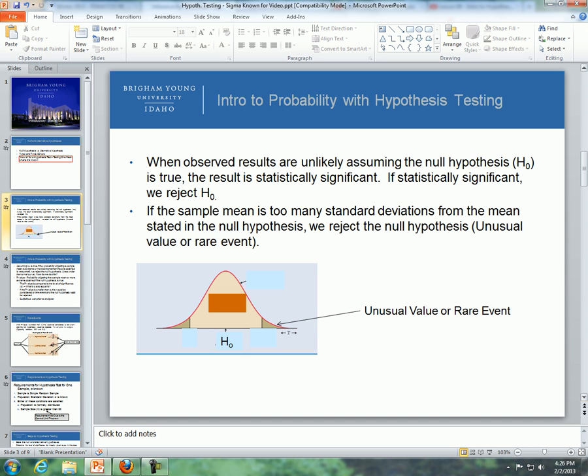When the observed results are unlikely, assuming the null hypothesis is true, the result is what's called statistically significant, and if it's statistically significant, we reject the null hypothesis. Or in other words, if a sample mean has too many standard deviations from the mean stated in the null hypothesis, we reject the null hypothesis. And that is what is called an unusual value or a rare event. So say for instance, if this is the null hypothesis here in the center, and we get something maybe over here or over here, that's what's called an unusual value or a rare event.